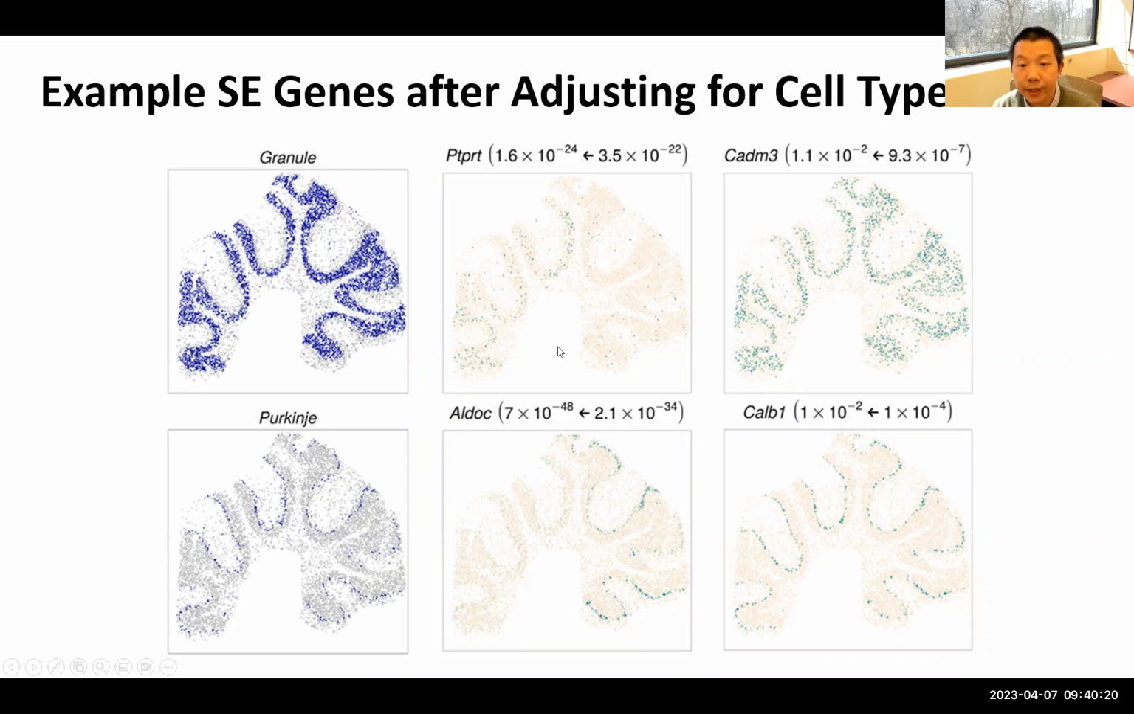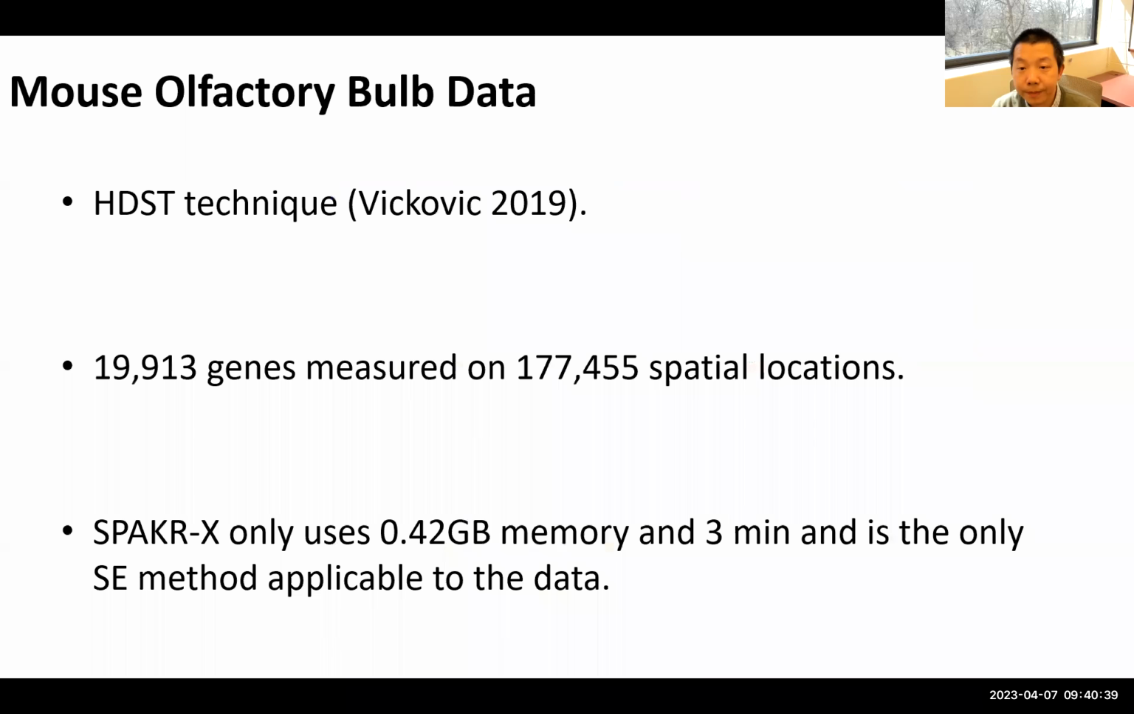So this suggests that it's really important to detect the SVGs that show a spatial expression pattern after controlling for cell type, because it gives you an idea of the spatial compartmentalization of the cerebellum. This indicates that the anterior and posterior parts of the cerebellum are potentially functionally different from each other.